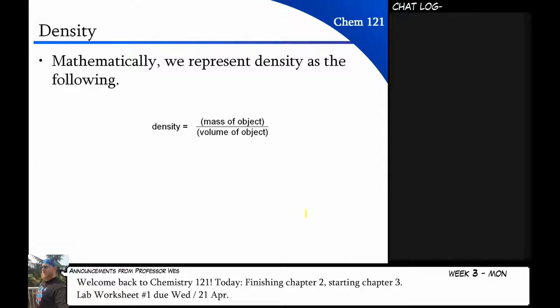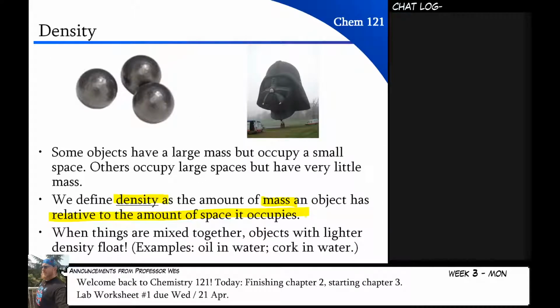Now, I skipped over something on the previous slide, so we'll go back to that real quick. When you mix two things together, they tend to sort based on their densities. What I'm going to actually show you is a video of that premise in action. We'll go to YouTube and grab it from here. Hold on, let's find the density column.